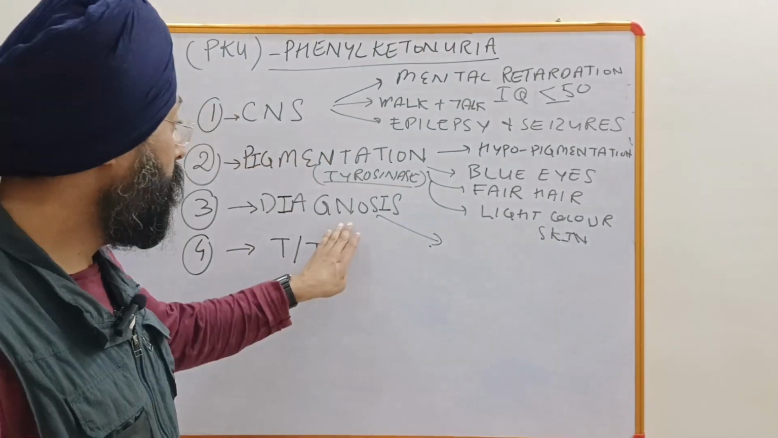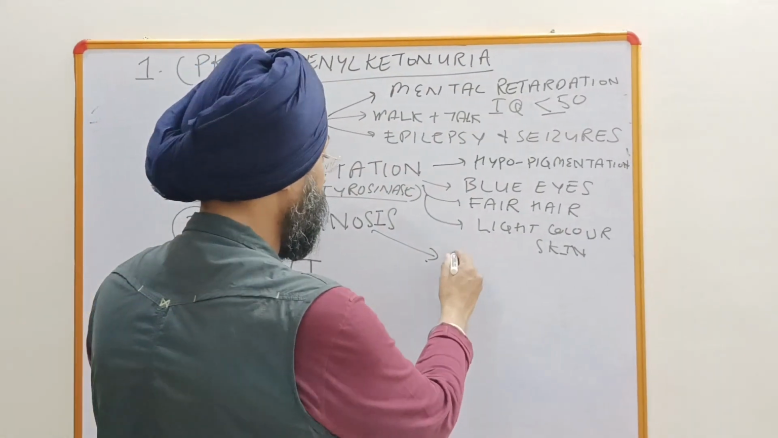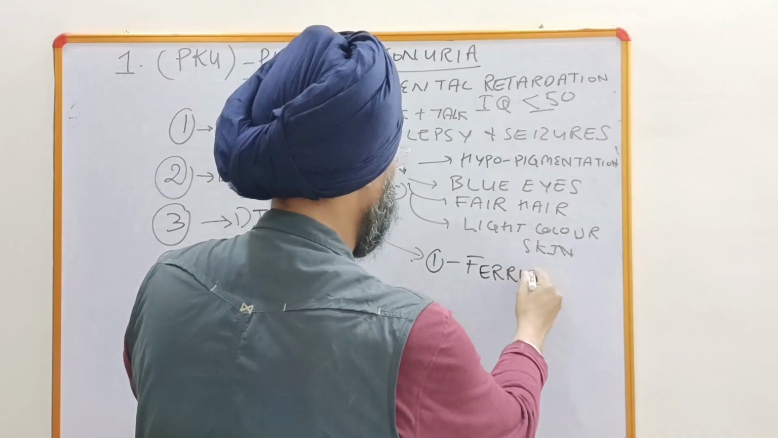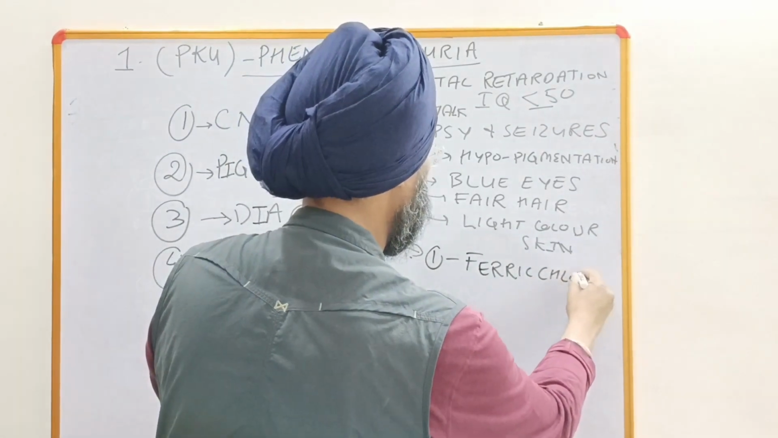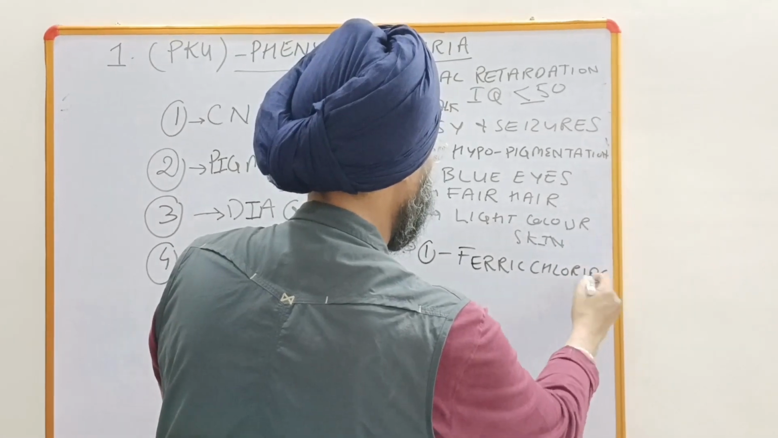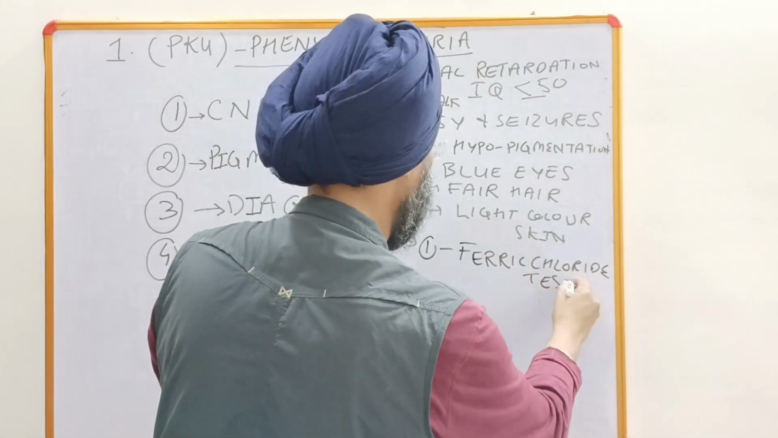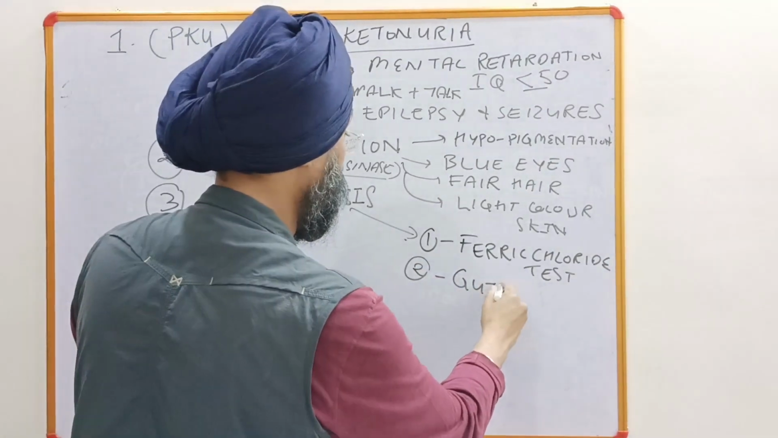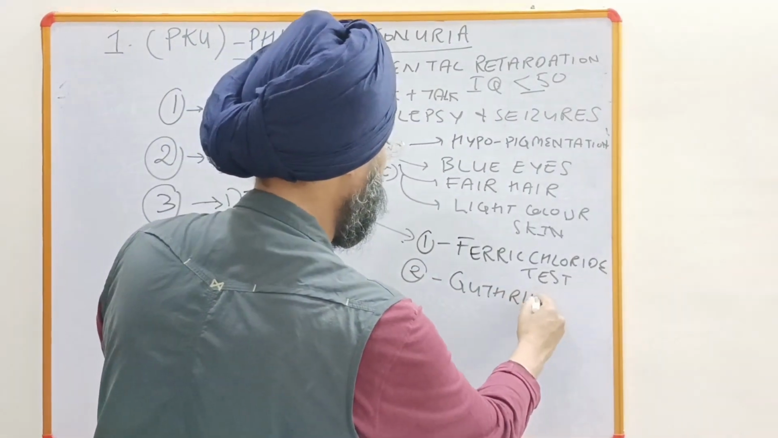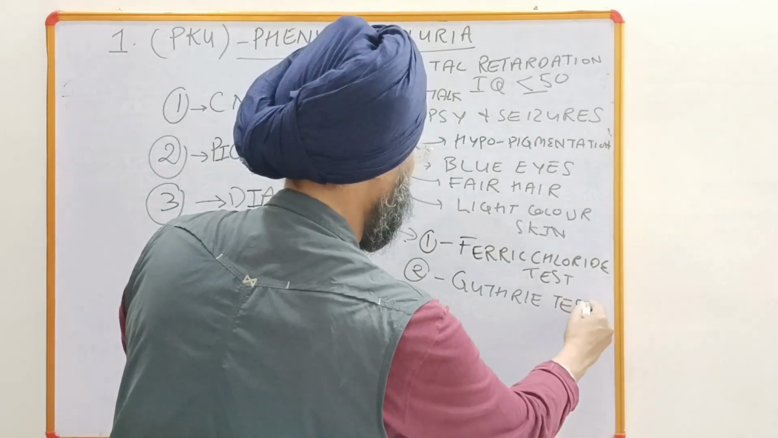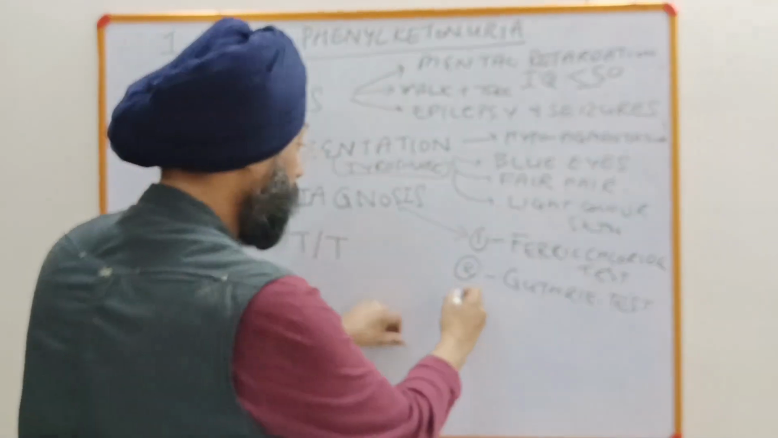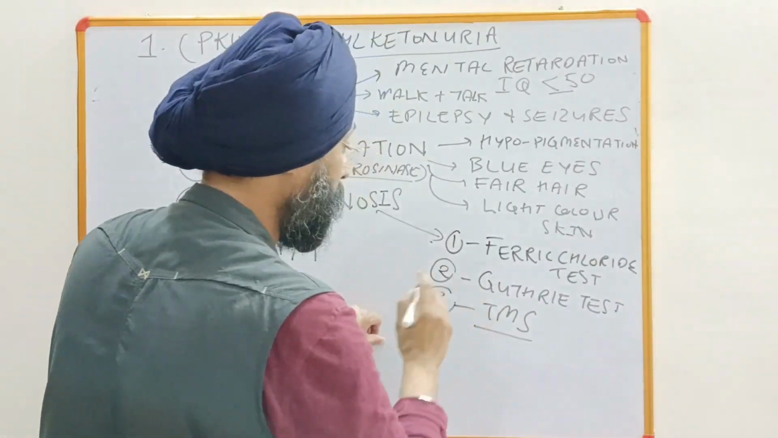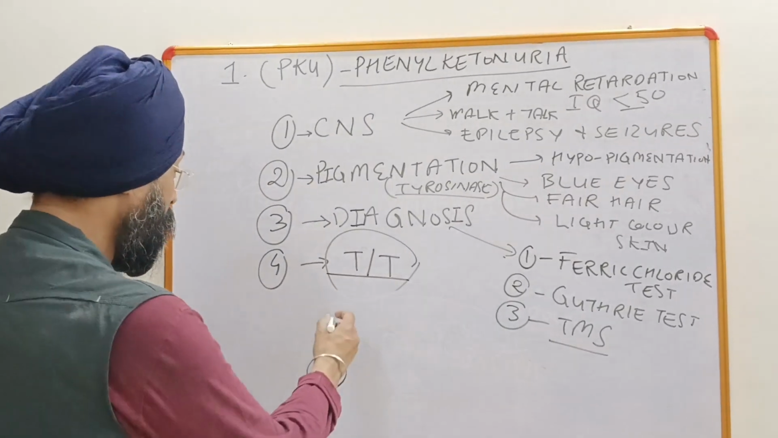Now coming on to diagnosis. Diagnosis can be done by the ferric chloride test, right? And the second test is the Guthrie test, right? The most confirmatory test is tandem mass spectrometry.